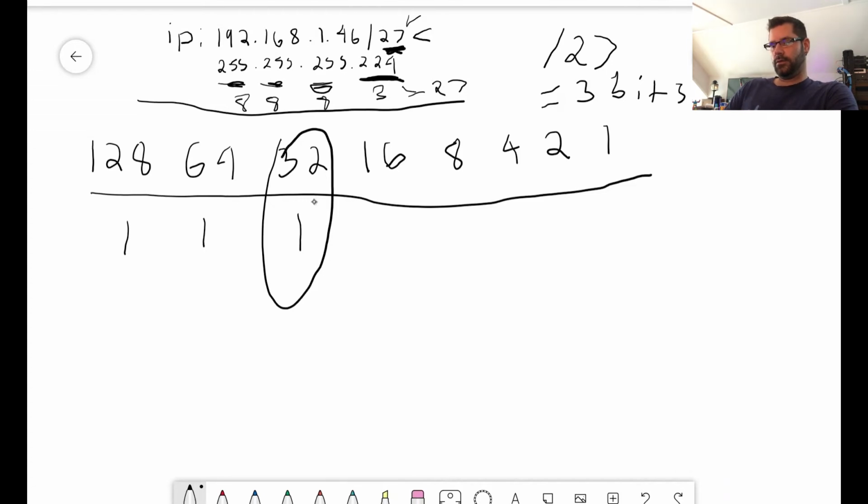So the way we would go about this, now that we found that the increment is 32, is look at this address one more time.